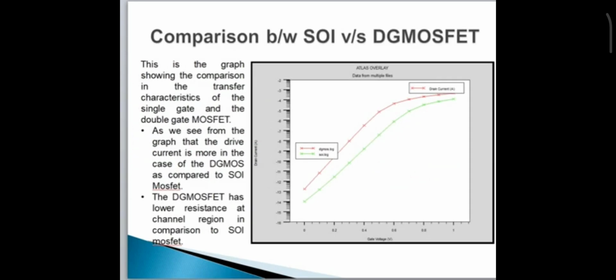Next is the comparison of the SOI, silicon on insulator, MOSFET versus double gate MOSFET. One more thing, the double gate MOSFET has lower channel resistance in comparison to the SOI MOSFET, because in the SOI MOSFET the substrate is present near the channel, so the channel resistance is high in the case of SOI MOSFET as compared to double gate MOSFET. We can observe that the on current of the double gate MOSFET is high as compared to the SOI MOSFET.